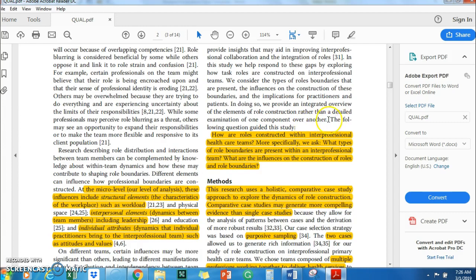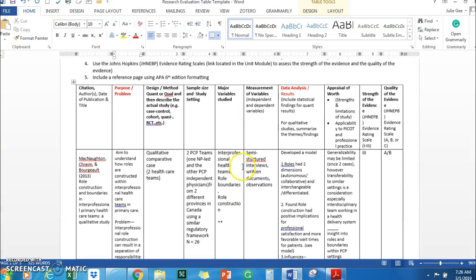So they had 2 questions that guided the study. Overall, it was how are roles constructed, more specifically, what types of role boundaries are present within an interprofessional team, and what are the influences on the construction of roles. Those two questions are the things I actually tried to answer in the results section. Okay? All right, let's go back to the evidence table.